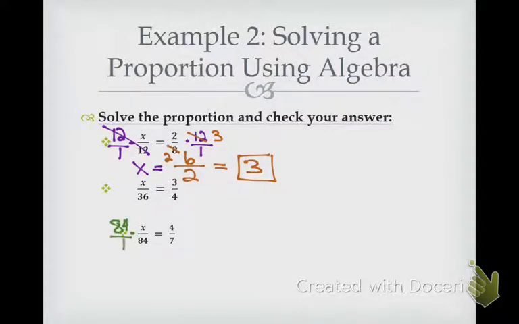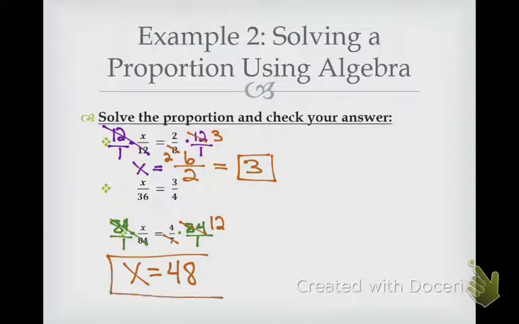84. Where'd you get 36? It's whatever number is connected to your variable. Okay. And then multiply this side by 84. All right. Can I cross reduce anything? Yes. 7 and 84 reduces to 12. So then x equals 48. X equals 48. All right.